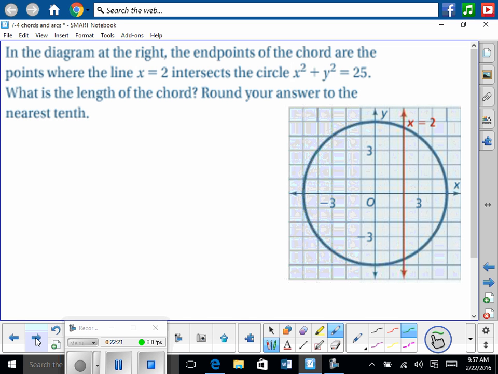Does everybody see how this is an x is equal to 2 line? Okay, now it intersects the circle x squared plus y squared is equal to 25. So you have to know the equation of the circle is x squared plus y squared is equal to the radius squared. Okay, so looking at this, this is our circle drawn. They've drawn it for us. So our radius is 1, 2, 3, 4, 5. Does everybody see that? Which makes sense, because if radius squared is 25, the radius must be 5. Okay, so we have this picture here. It says, what's the length of the chord? So we want to know this entire length.